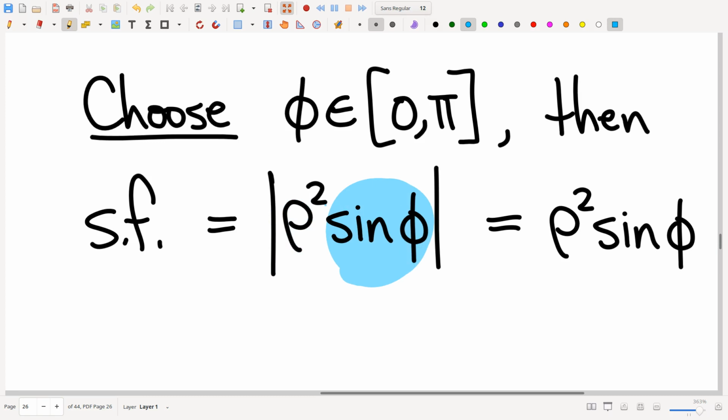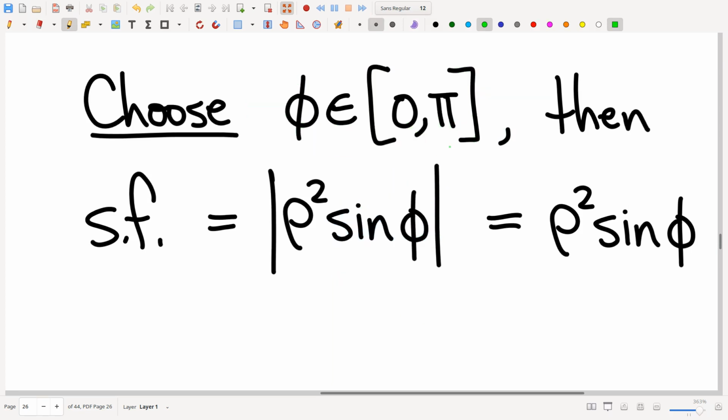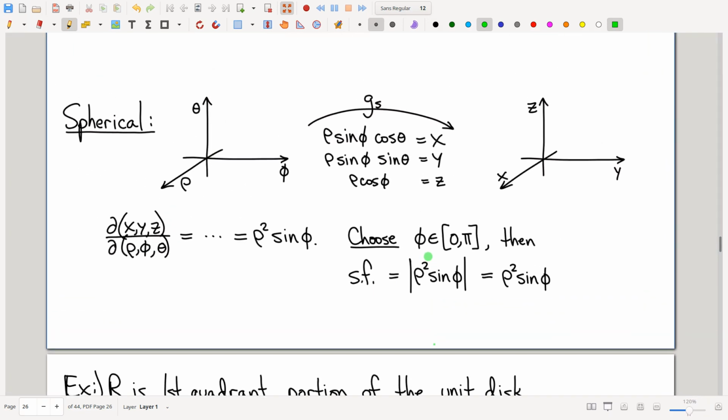And what do I do to phi to ensure that this will never be negative? I just have to choose phi to be between 0 and pi. That allows me to conclude sine phi is not going to be negative, and therefore the absolute values go away. So, like I say, don't figure by speculative analogy. It just doesn't work in this case. Phi is the issue.